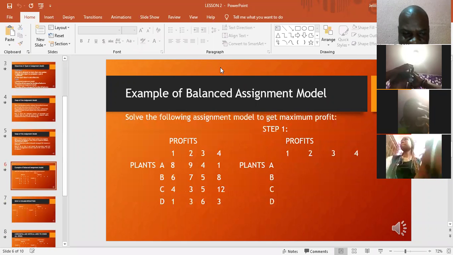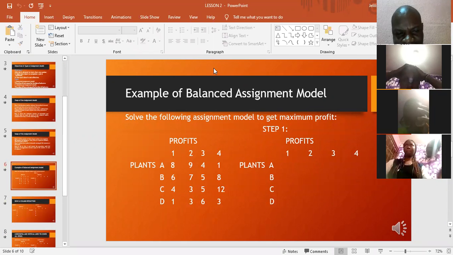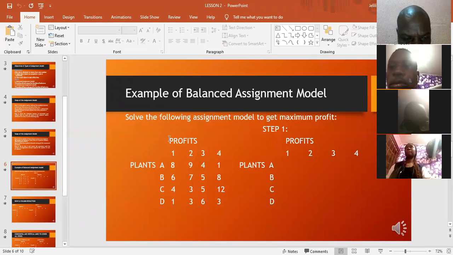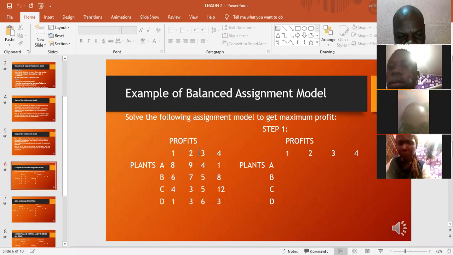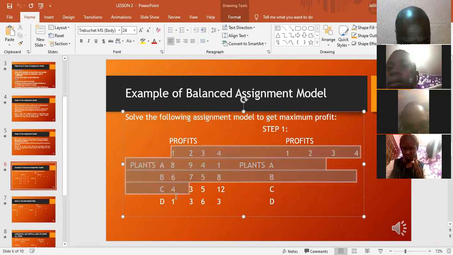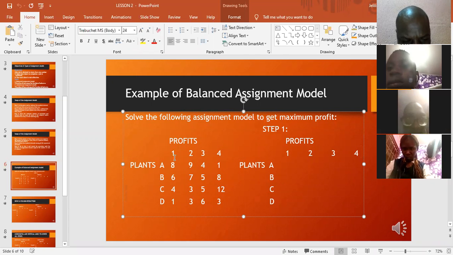Now, let's solve one example on balanced assignment model. For example, this is the question, these are the profits, while these are the plants. We have 4 profits, 1, 2, 3, 4, while 4 plants, A, B, C, D. This is our row, all this is our row. The one highlighted is the row. So what of the column? This is the column. Our column, just let me highlight any one of it. From 1, 8, 6, 4, and 1 is our column.